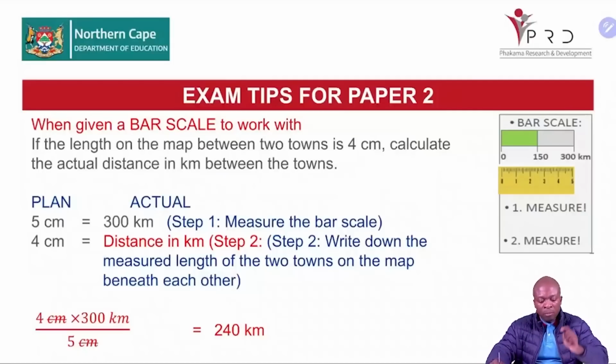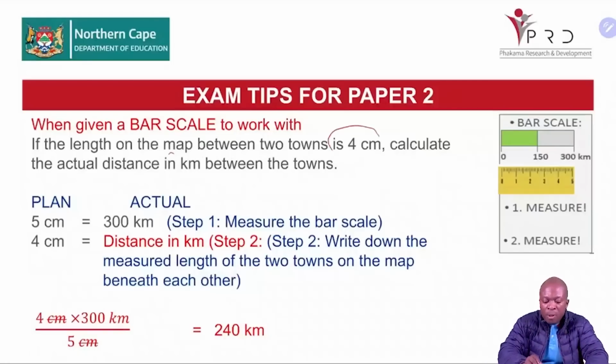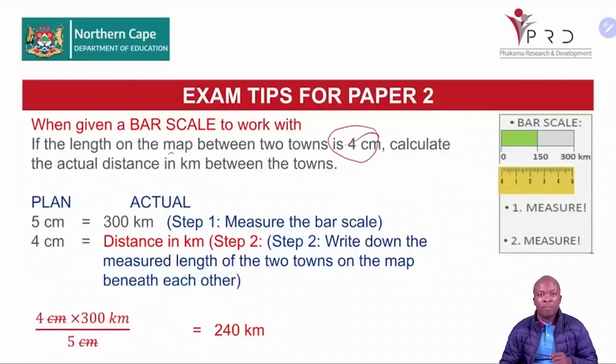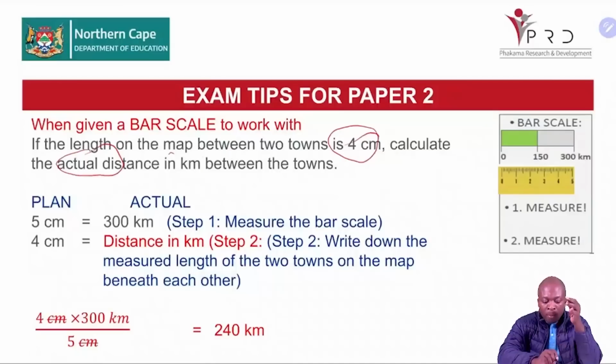All right. Let's look at another one. Let's say you are given a bar scale and the examiner wants you to use the bar scale to answer questions. So for example, they are saying if the length on the map between 2 towns is 4 centimeters, meaning on the paper, that is your MD, don't forget. So on the paper, it is 4 centimeters. You are supposed to calculate what? The actual distance. So you see now in our case here, there are only 2 values they are giving to us. They have given us 4 centimeters on the map, but they want actual distance, meaning the SF, the scale factor, is somewhere there.